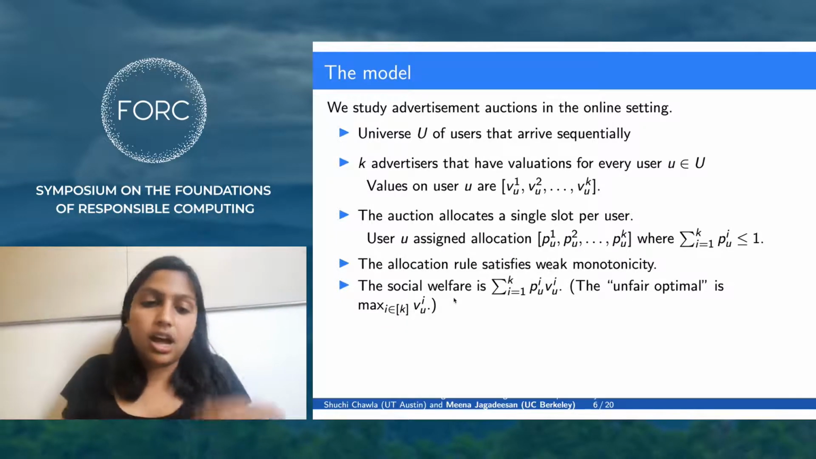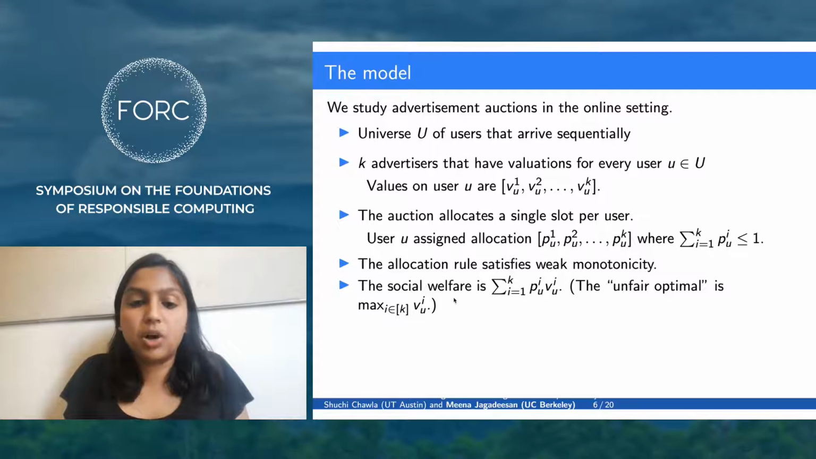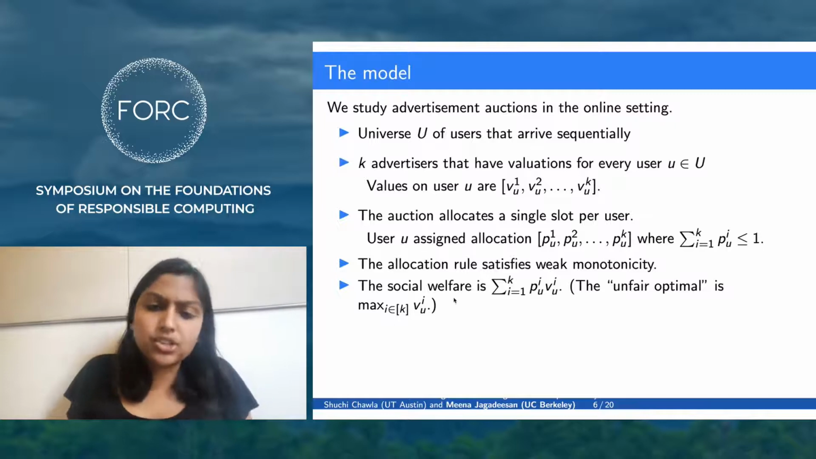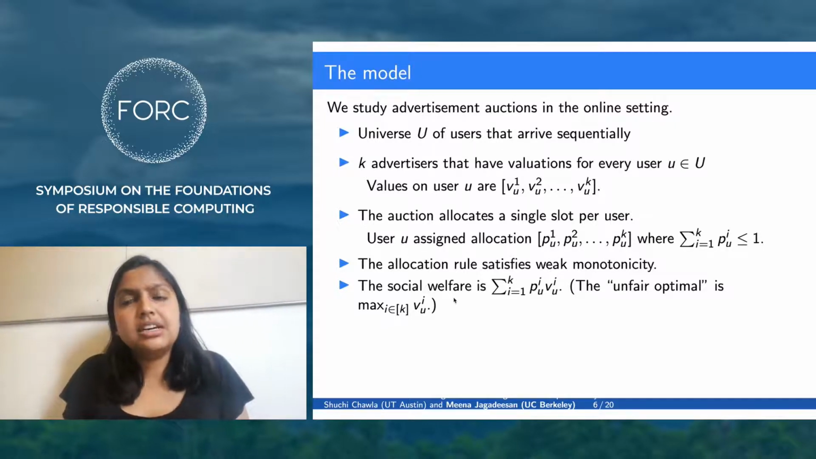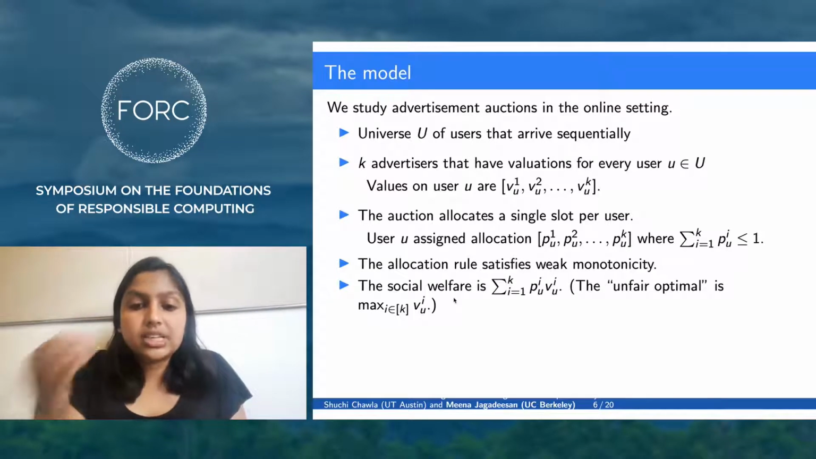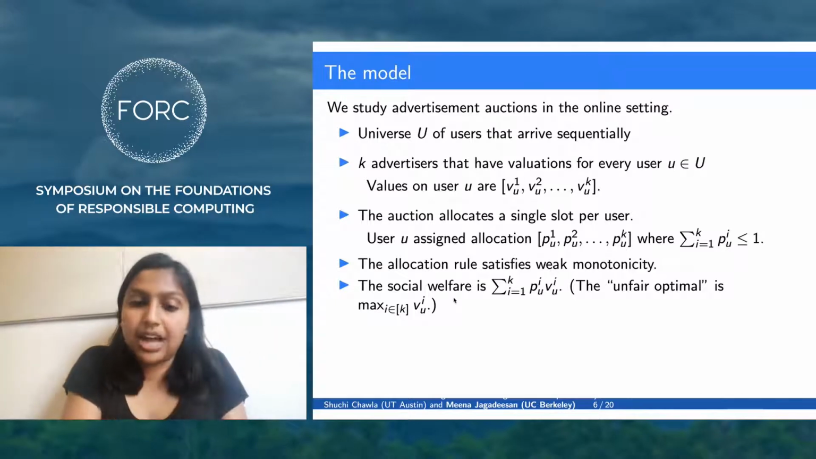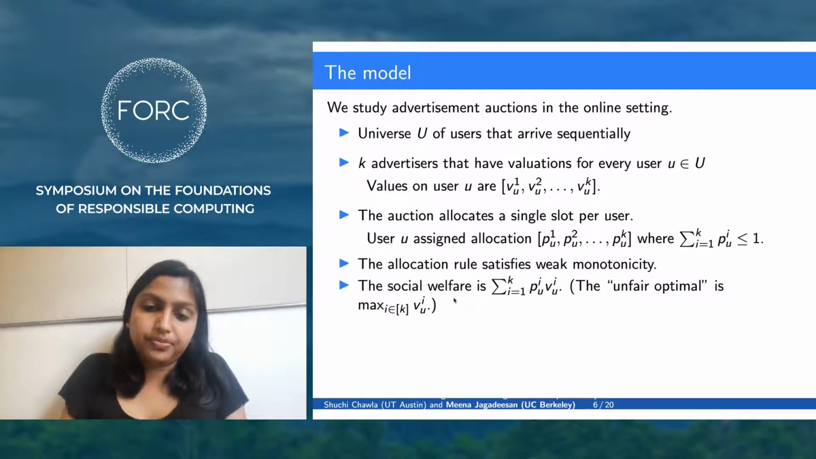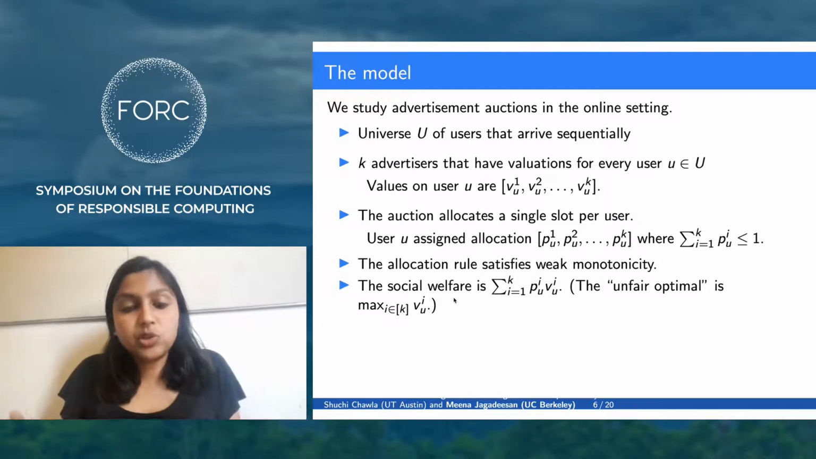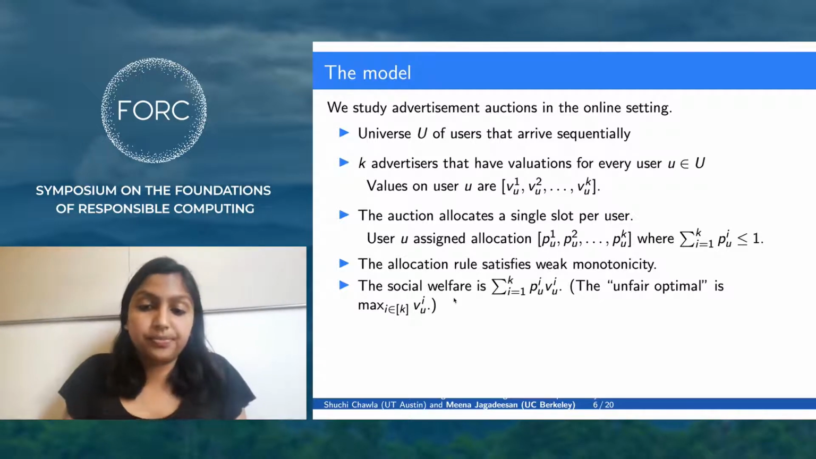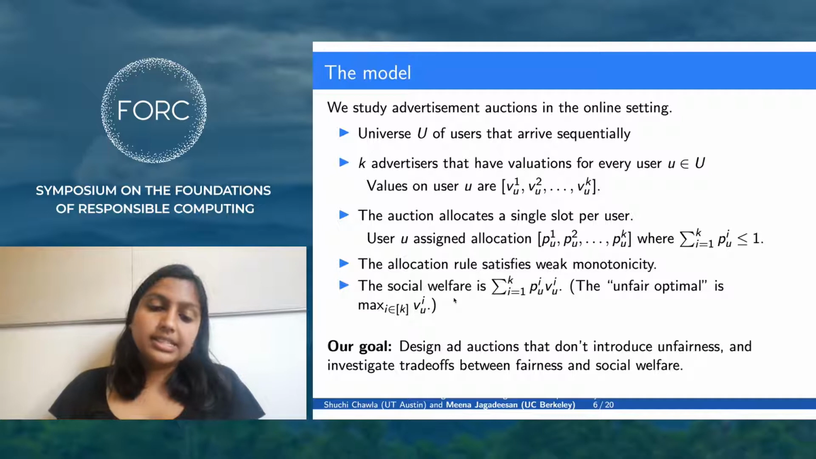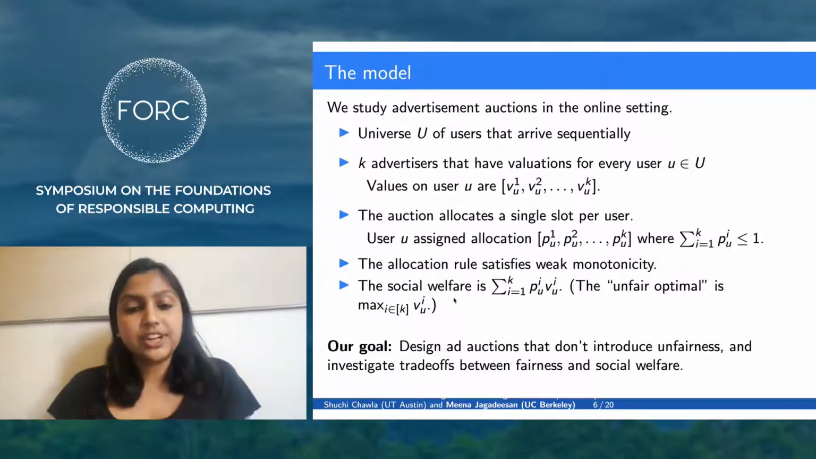We consider allocation rules that satisfy weak monotonicity so that they can be implemented in an incentive-compatible fashion. As usual, we take the social welfare to be the expected utility of an ad shown to that user according to the considered allocation algorithm. And the unfair optimal social welfare corresponds to the maximum value that any advertiser places on that user. Our goal is to design ad auctions that don't introduce unfairness and to investigate the trade-offs between fairness and social welfare.